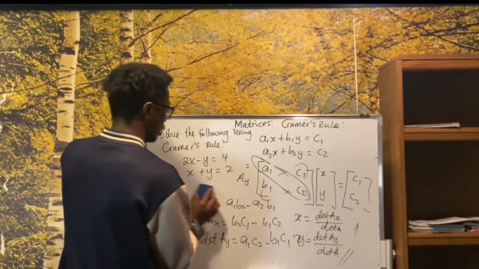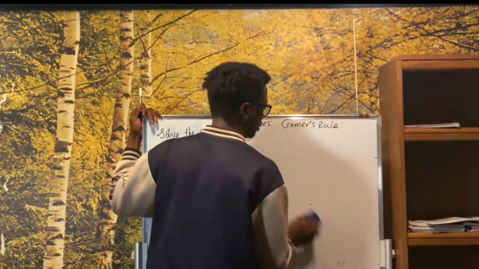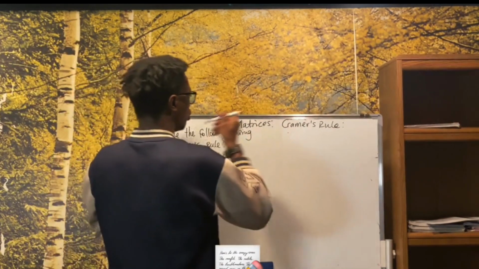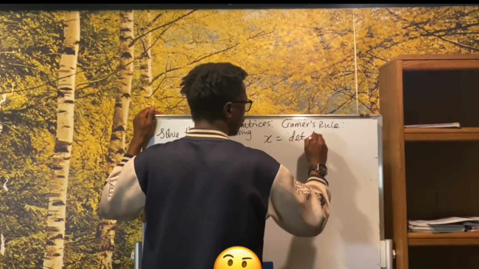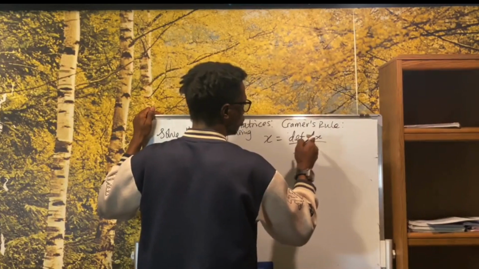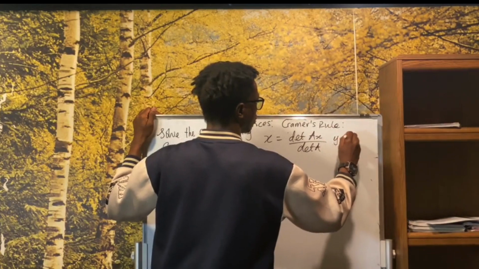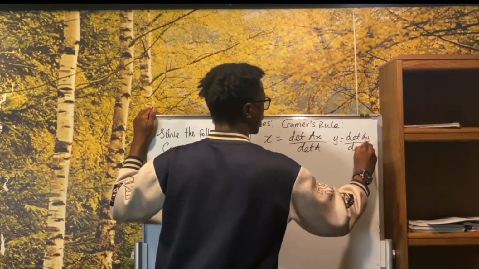Okay, so let's see how we apply these formulas to this equation. Remember, I told you if you are looking for x, it's going to be the determinant of Ax divided by the determinant of A, and if it's y, it's going to be the determinant of Ay divided by the determinant of A.